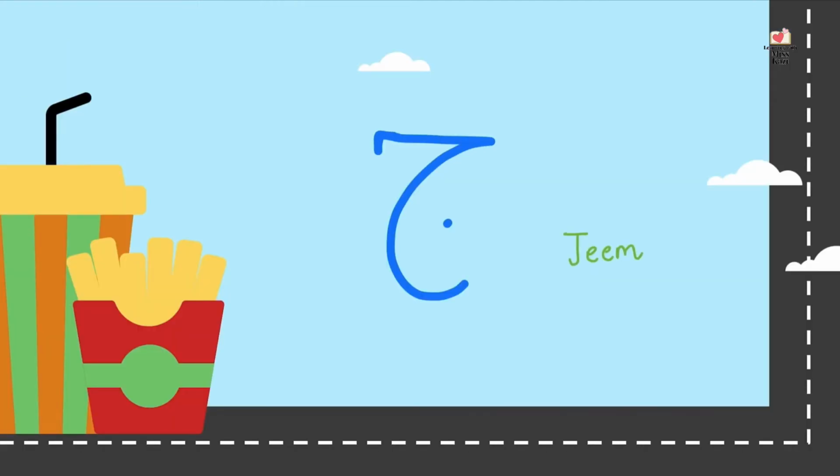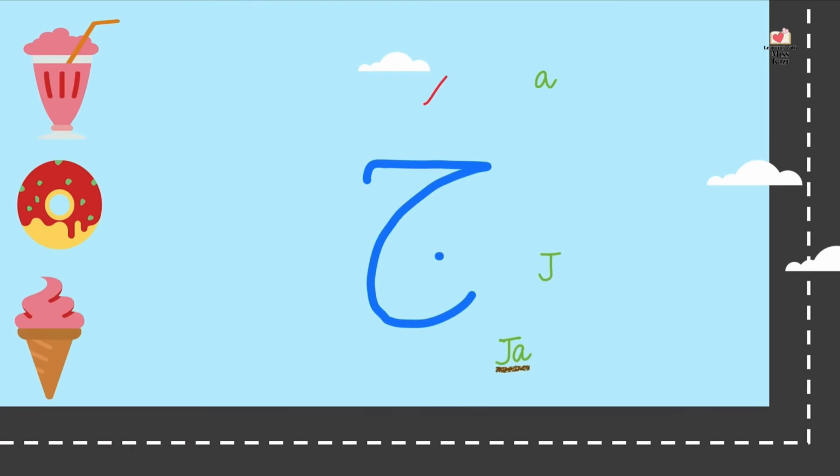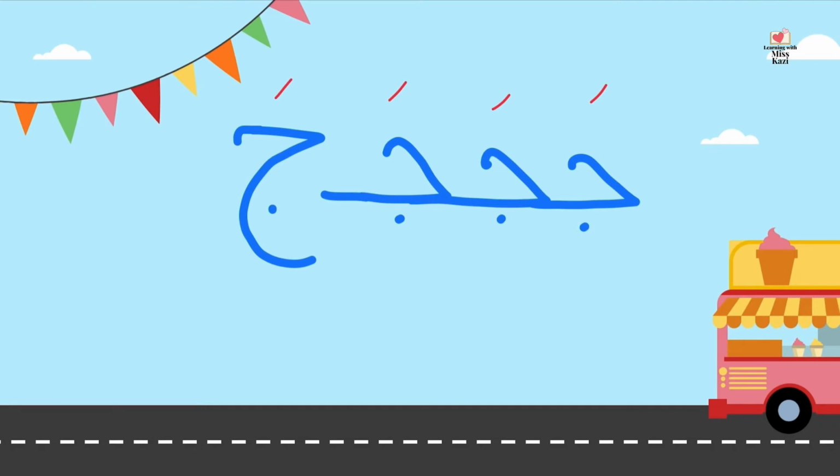Our next letter looks just like a ha, but it has a dot in its tummy. It is the letter Jeem. The letter Jeem makes the j sound. Jeem, with the fatha, ja. Ja, ja, ja, ja.